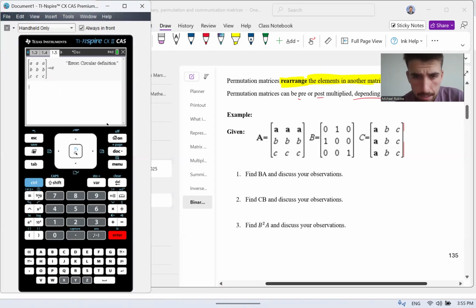Why is that? Maybe let's try. What if we call it capital A? Unless the CAS is just not happy. I'm not sure. Maybe it doesn't like the A's, the B's, and the C's.